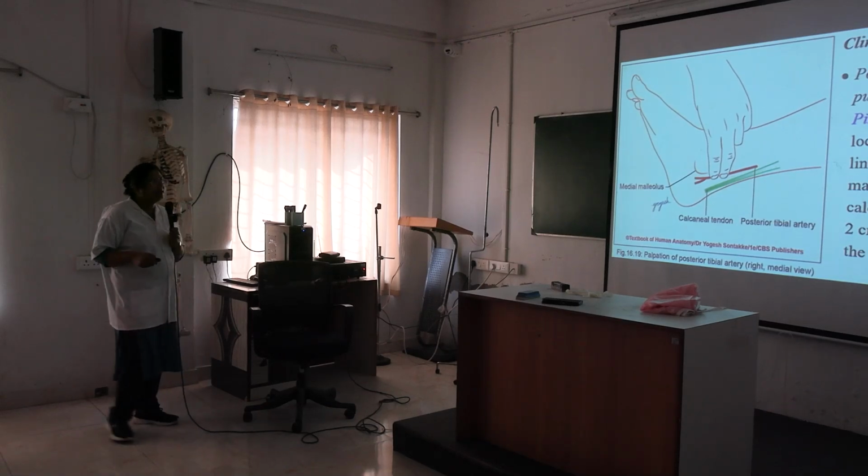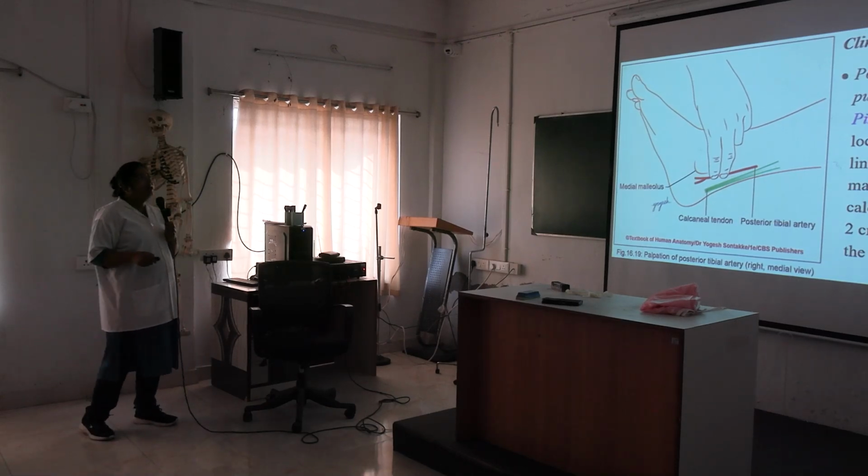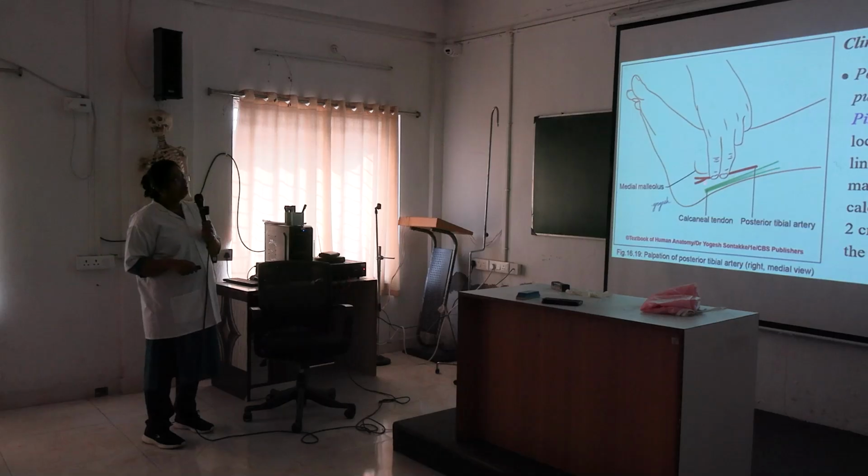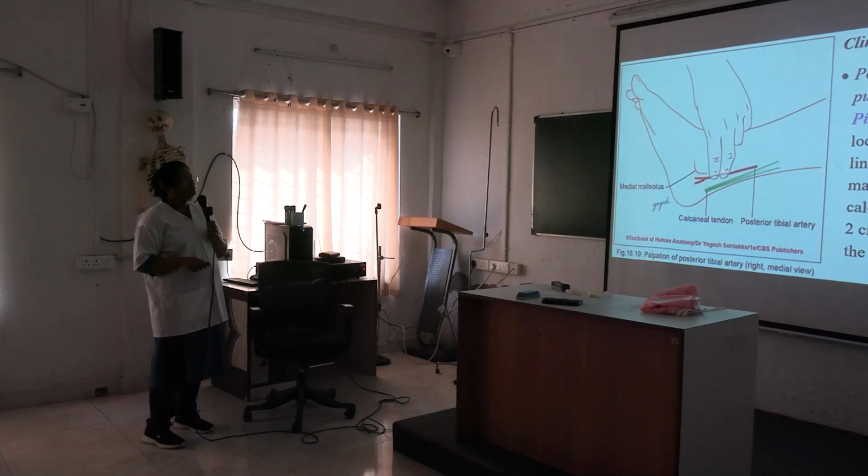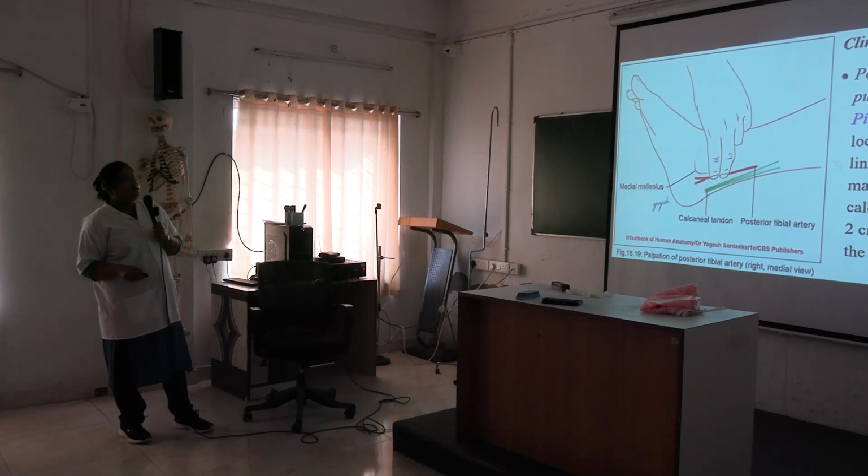The posterior tibial artery pulse can be felt at Pimenta's point here. That is located at the midpoint of the line joining the medial malleolus and the insertion of the calcaneal tendon. Between these two points, the midpoint is Pimenta's point. Here you can feel the posterior tibial artery, and it is about 2 cm below and behind the medial malleolus.